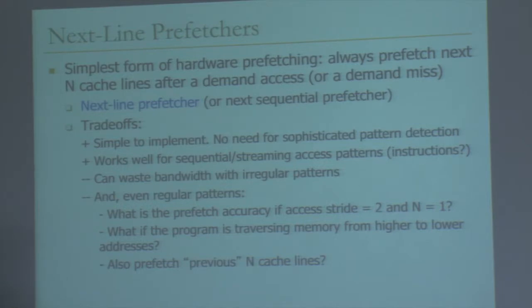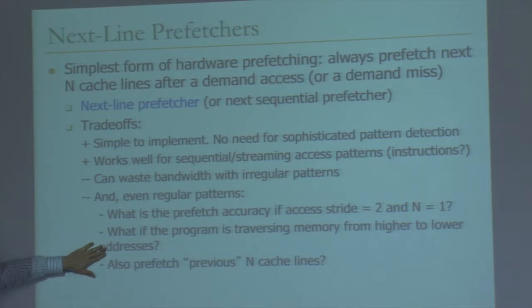You're always prefetching the line that you're not going to use. If your access stride is 2 and your n is 2, your accuracy is 50%. You're using one out of the two cache lines that you're prefetching, right? And as your stride grows, this becomes much less efficient. Well, there's a slight issue over here.